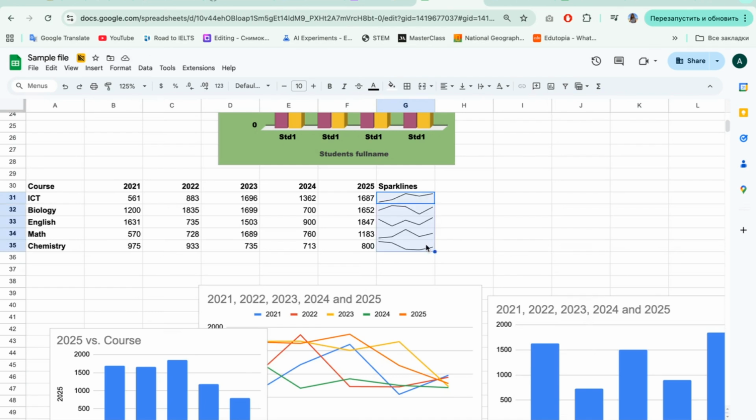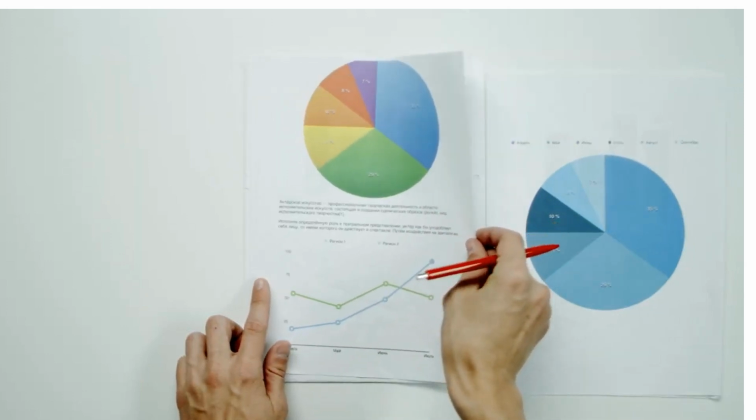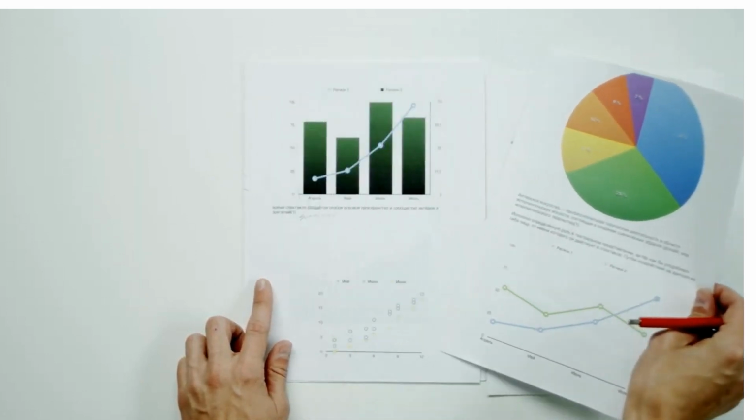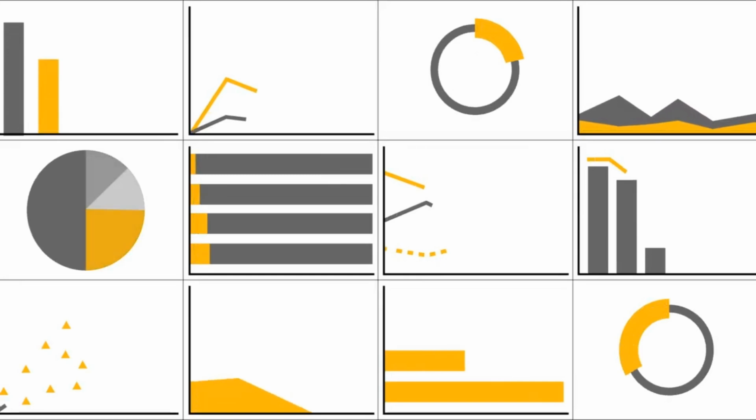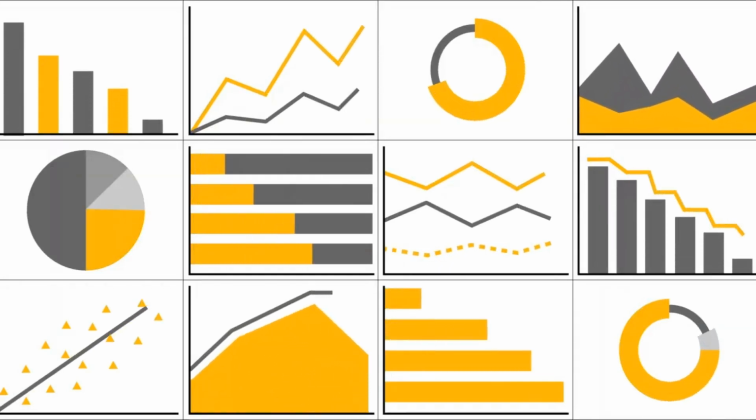Okay, the sparklines, as you can see, they are perfect for showing quick trends. So that's it for today. Now you know how to use different types of charts in Google Sheets, from simple columns and lines to pie charts, even sparklines. So thanks for watching and see you in the next one.